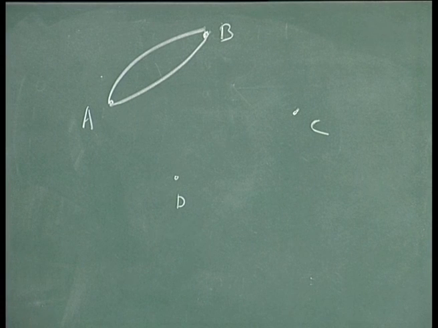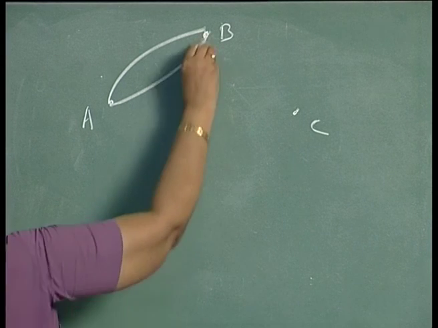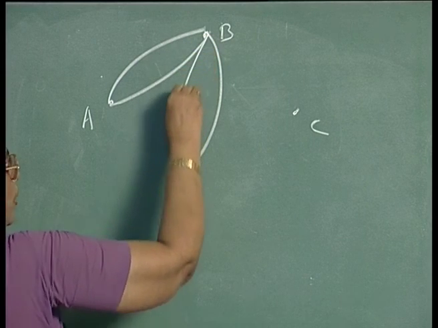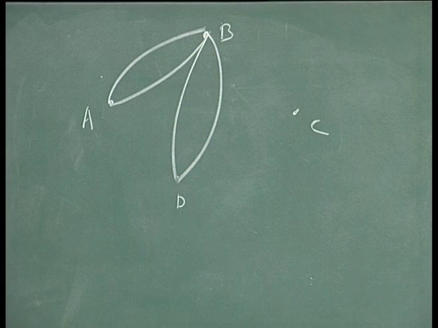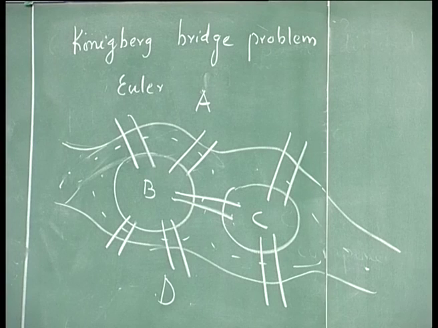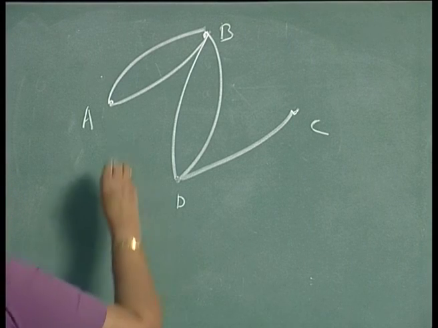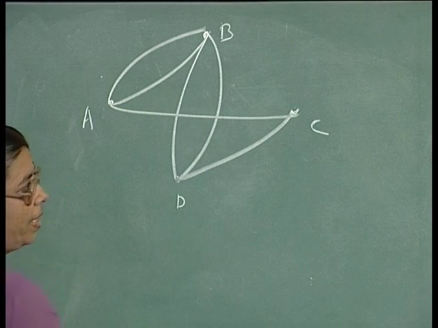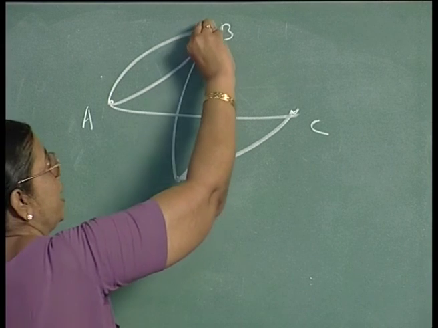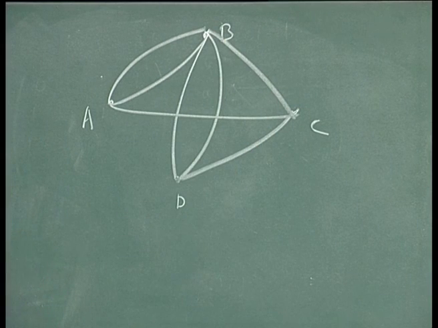There are 2 edges between B and D, 2 bridges. Between C and D there is 1 edge, between C and A there is 1 edge, between B and C there is 1 edge. The whole thing can be represented by a graph like this. It is an undirected graph.